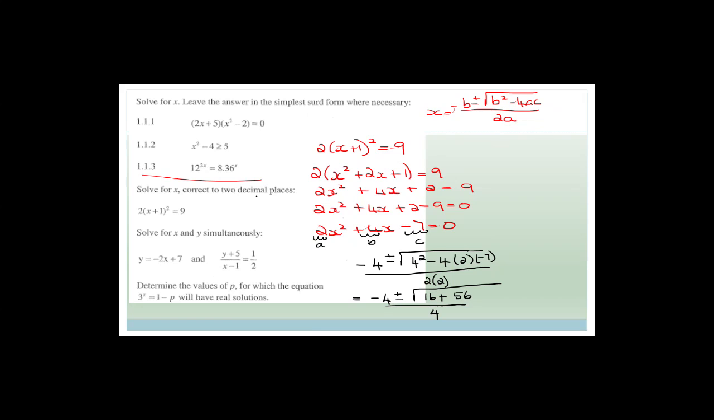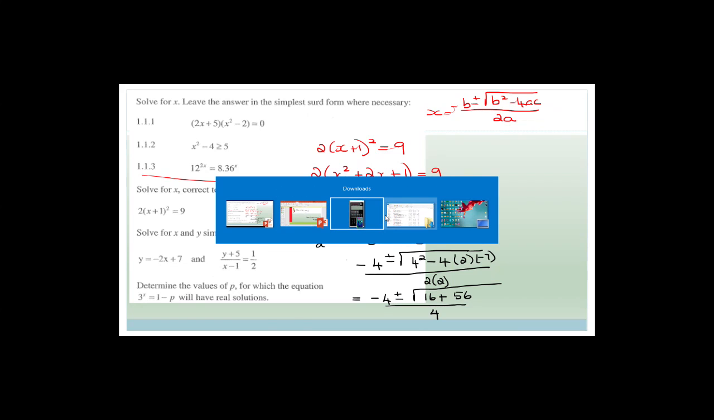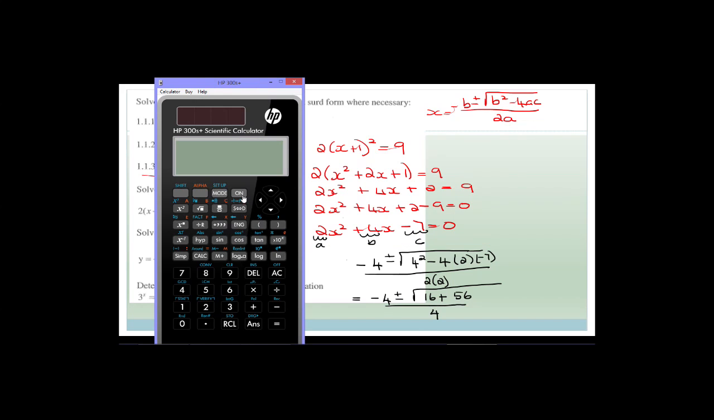And now because they're saying correct to two decimal places, I'm going to need my calculator, so let's get it out and switch it on. We're going to go minus 4, and let's do the plus first. Plus the square root of 16 plus 56, equals, and then divided by 4, equals. It's 1.12132034.